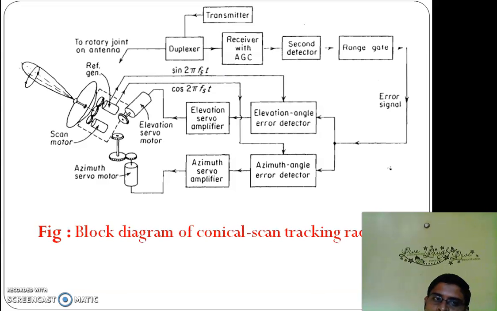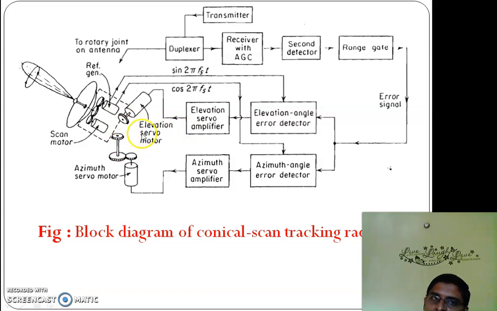This is the block diagram of a conical scanning radar. This is the parabolic antenna. This is the offset antenna. This parabolic antenna is fed with an offset feed, and this antenna is mounted or placed on the rotor mechanism so that the antenna beam is displaced or moved in the elevation plane and azimuthal plane with the help of this rotor mechanism.